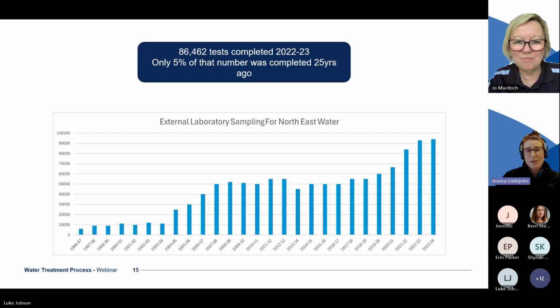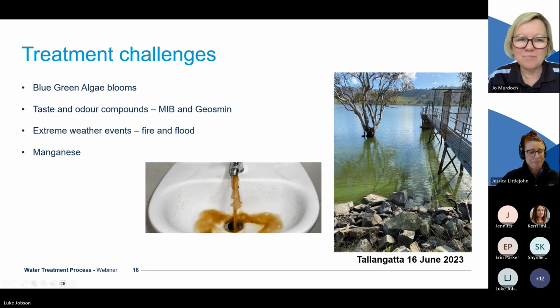Another key part of our management system is our sampling program. Each year we collect and analyse upwards of 80,000 samples, so individual water samples, to verify that the water is safe. An external laboratory undertakes the analysis for us and alerts us when results are high or need investigating. So that's the comprehensive process that we undertake and the structure in which we're able to respond to additional challenges.